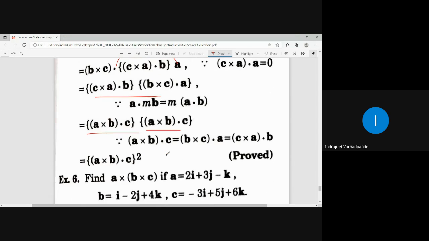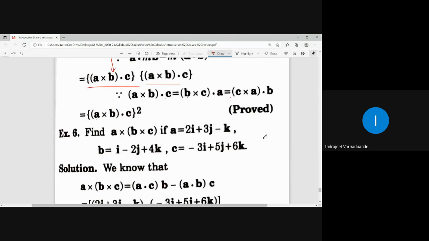So therefore I am getting the answer as a cross b dot c whole square, because this is also expressed as a cross b dot c, this is also expressed as a cross b dot c. Why? Because in the cyclic order a b c, a cross b dot c is the same as b cross c dot a, which is the same as c cross a dot b. So accordingly you will be getting the answer.